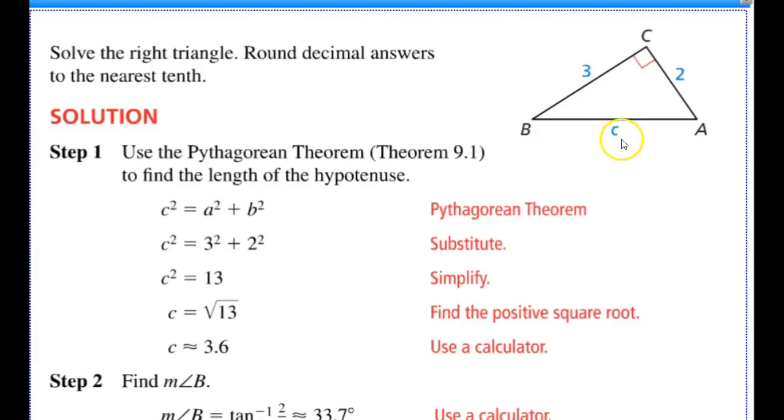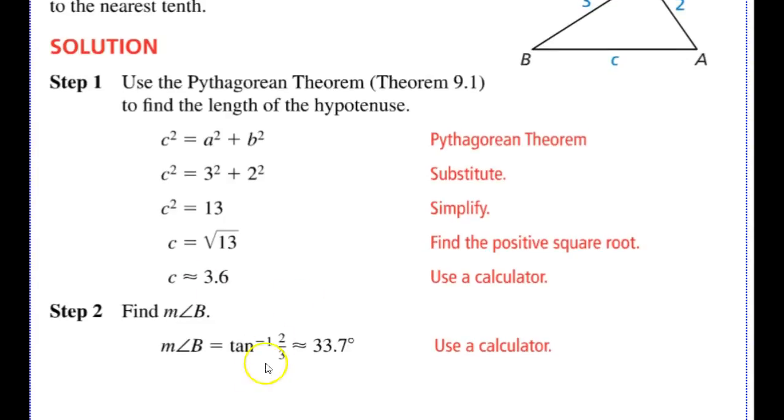I had to find the hypotenuse, so in order to not carry over any possible mistakes from before, I'm going to use the information that I was already given. And since I was given the legs, the opposite and the adjacent, I'm going to use the tangent function. So I use the inverse tangent, and I know that tangent is opposite over adjacent. So I take the inverse tangent of 2/3, and in my calculator I end up with 33.7 degrees.